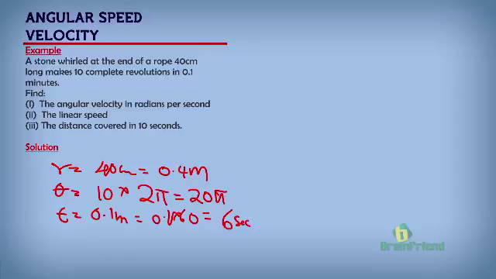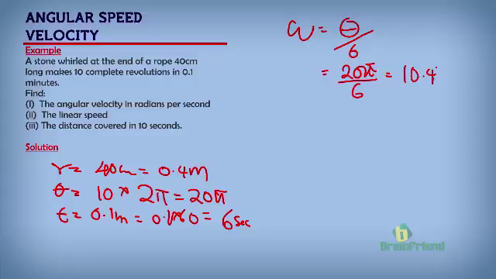So what is the angular velocity? The angular velocity, omega, is given by theta all over t. And from what we have here, theta is 20 pi all over t, which is 6 seconds. This gives us 10.47 radians per second. That is the angular velocity in radians per second.